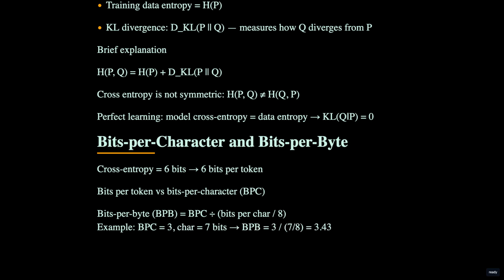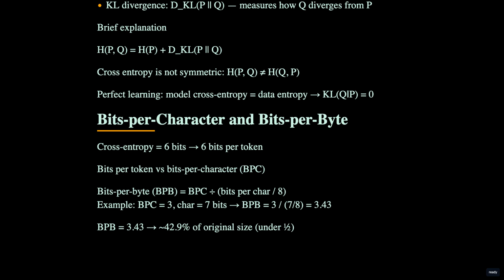ASCII uses 7 bits per character, while UTF-8 can use 8 to 32 bits. BPB, bits per byte, rescales BPC to the original byte granularity by dividing BPC by bits per character divided by 8. For example, if BPC equals 3 and each character is 7 bits, 7/8 of a byte, then BPB equals 3 divided by 7/8 equals 3.43 bits per original byte.